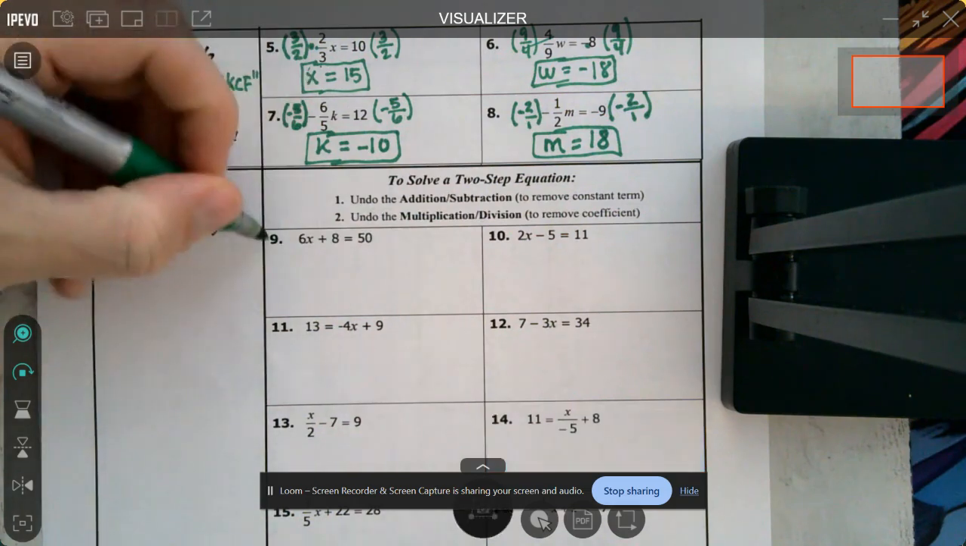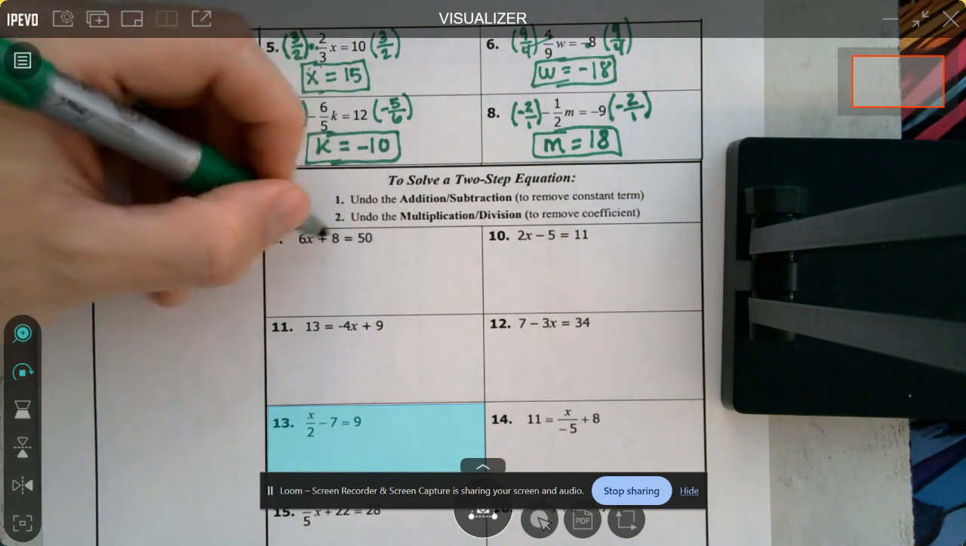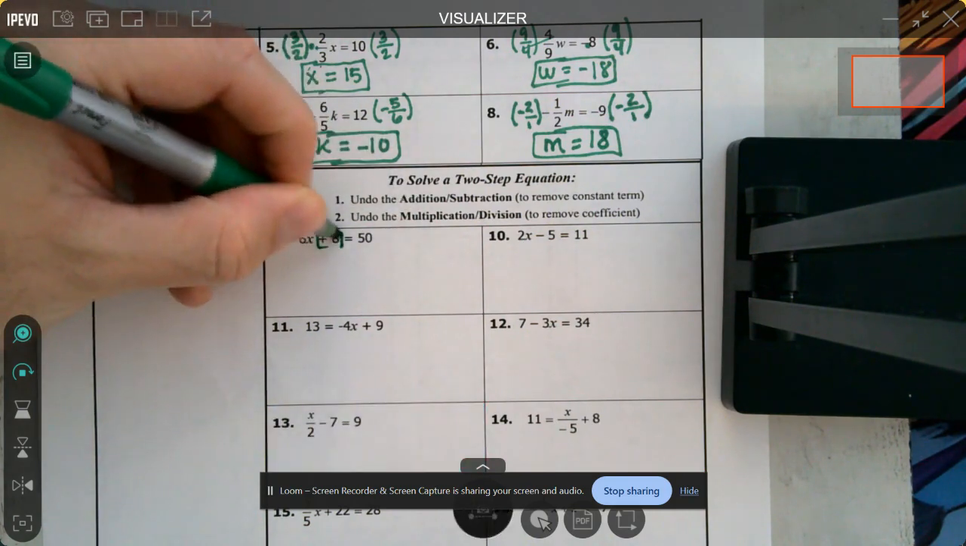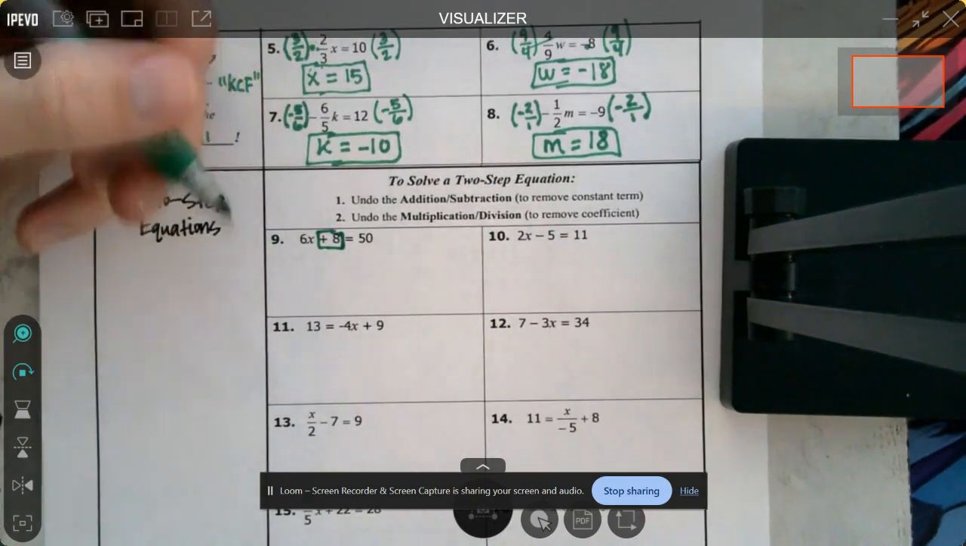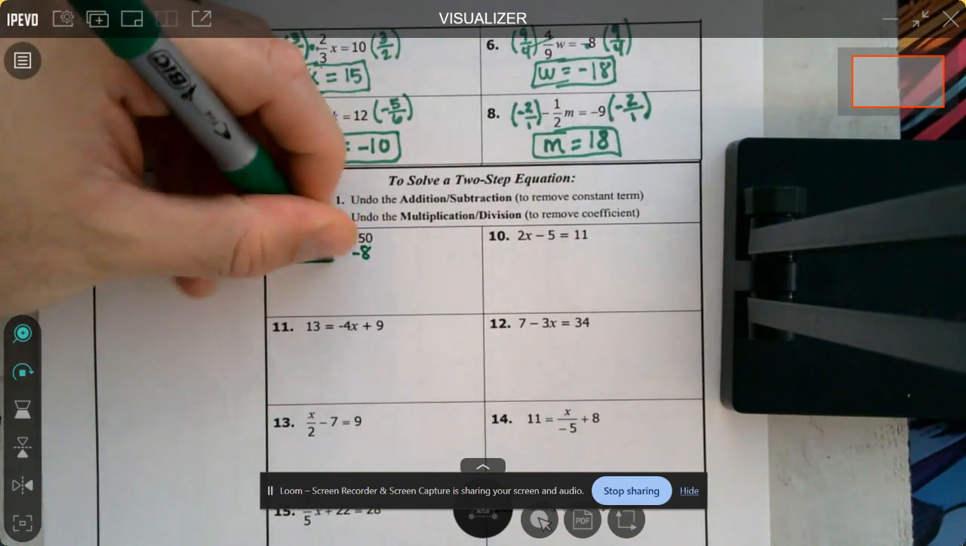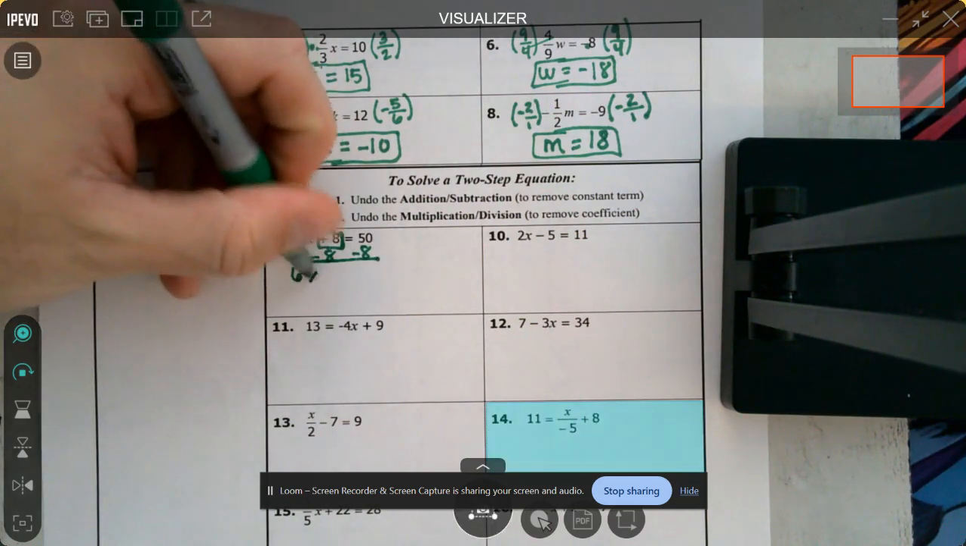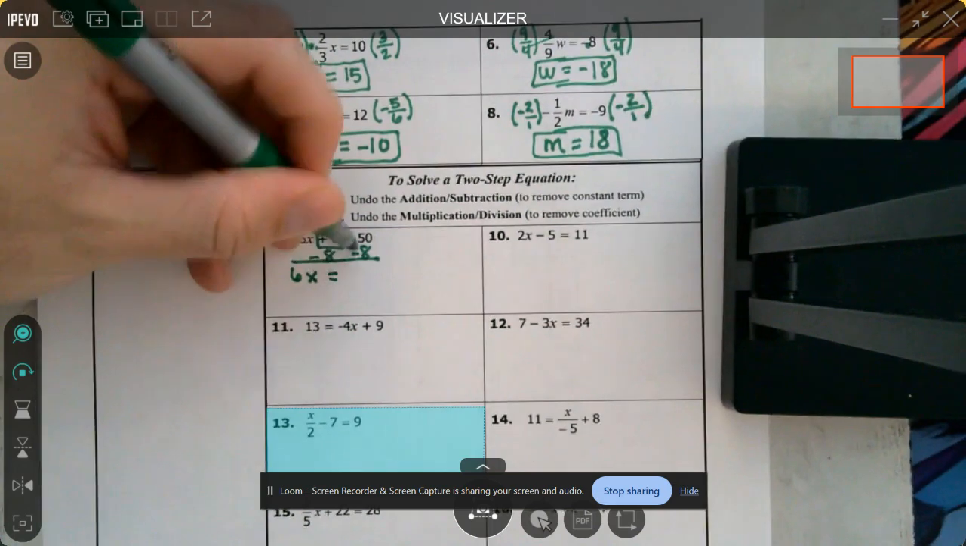Here we go, number 9. Following step 1, we have to get rid of addition and subtraction. We have to get rid of the plus 8. How do we get rid of a plus 8? We subtract 8 from both sides. So you're left with 6x equals 42.